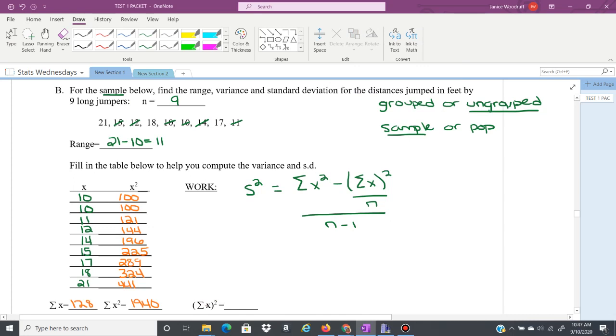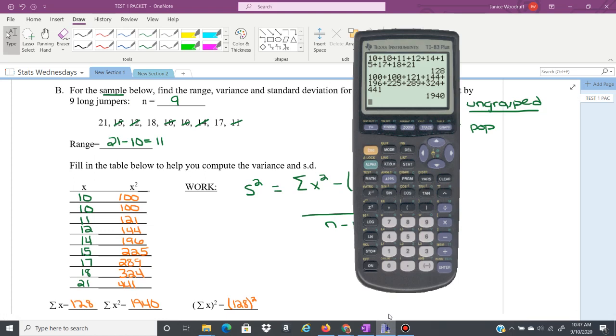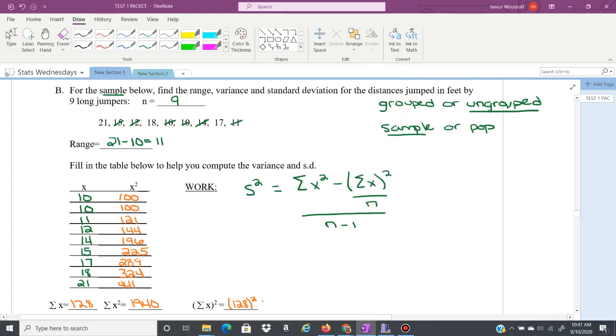And then I also have here the sum of x, squared. So that's taking this 128 and squaring it. So that's what we're doing here. We're doing 128 squared. We can put that in our calculator as well. So 128, here's my squared button. So 16,384.